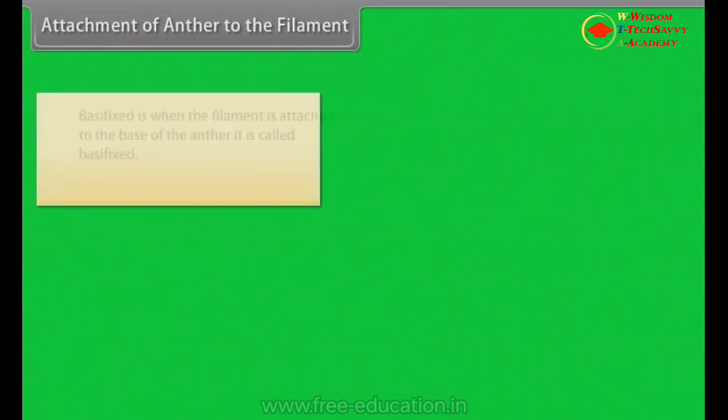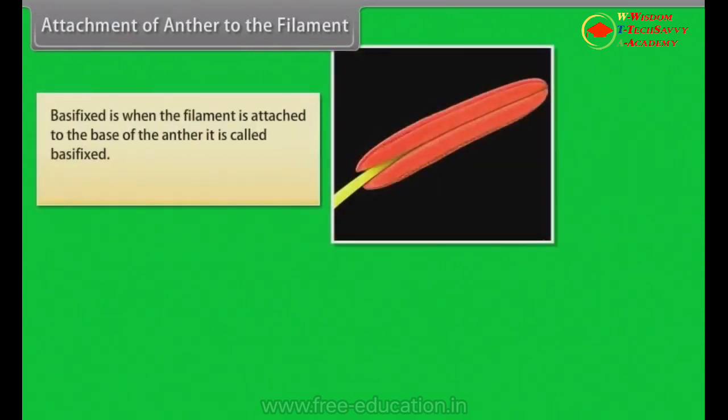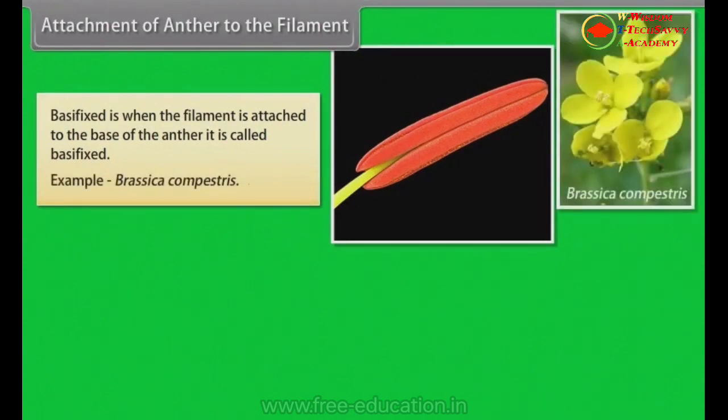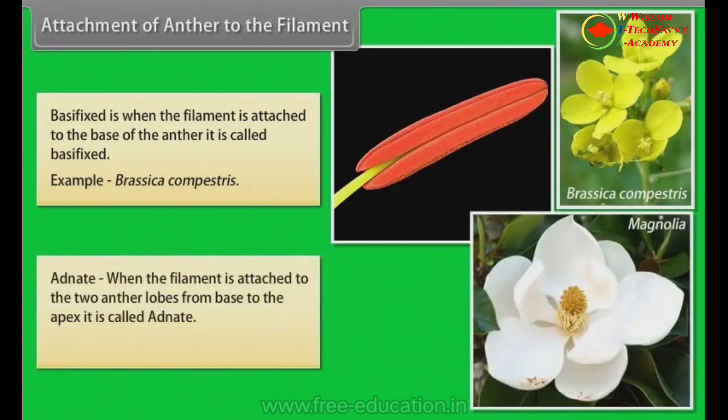Attachment of anther to the filament. Basifixed is when the filament is attached to the base of the anther. Example, Brassica campestris. Adnate is when the filament is attached to the 2 anther lobes from base to the apex. Example, Magnolia.